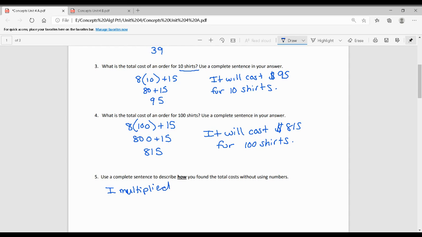Okay, so I multiplied, and what we need to come up with is what we multiplied. We multiplied the 8 each time. What does 8 represent? The cost of a shirt. By, then it was 3, 10, and 100. That changed. That was the number of shirts.